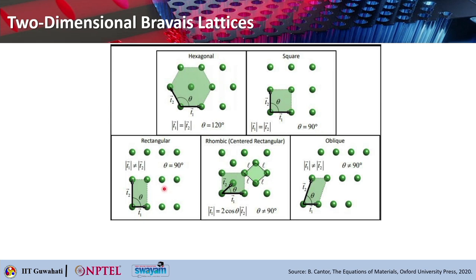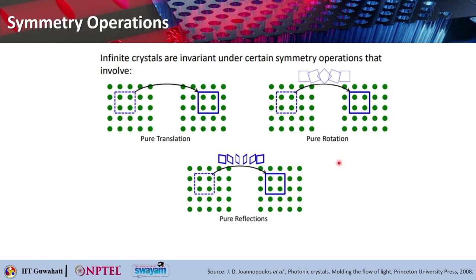You can also think of a rectangular lattice where T1 and T2 will not be equal, but they will maintain that 90 degree angle. You can think of a rhombic lattice like this, where you can have this kind of length L forming a diagonal pattern. Here basically T1 is considered to be twice cos theta times T2, okay, and the angle is definitely not 90 degrees. So these are different lattice types. You can also have an oblique lattice where T1 and T2 are not equal, and again the angle theta between these two vectors is not 90 degrees. So you can understand the difference between the rhombic and oblique Bravais lattices.